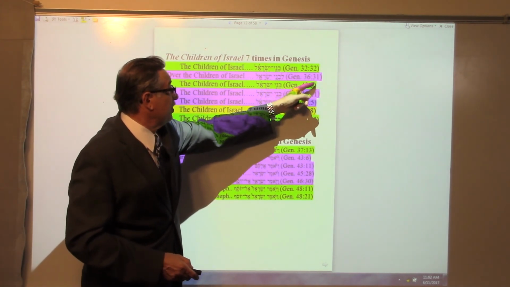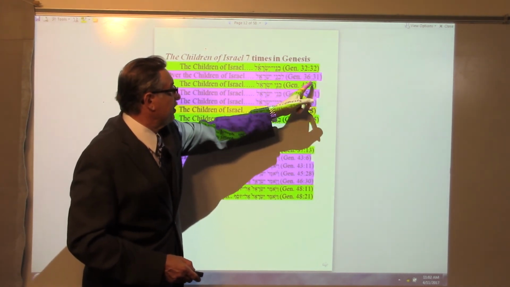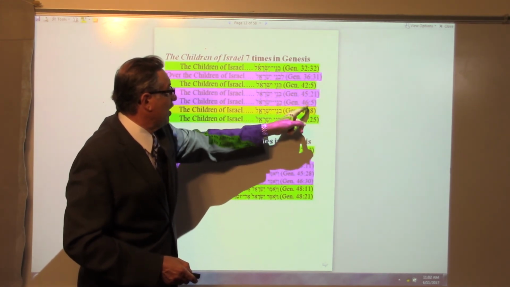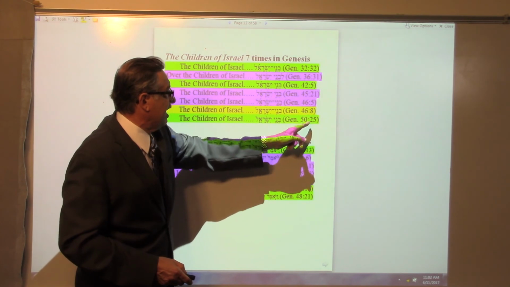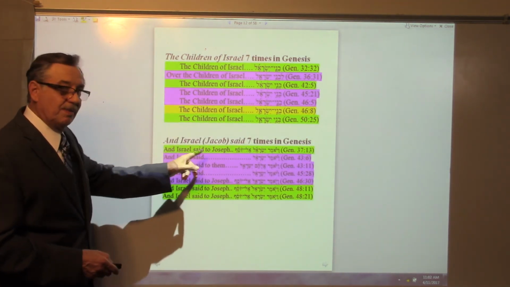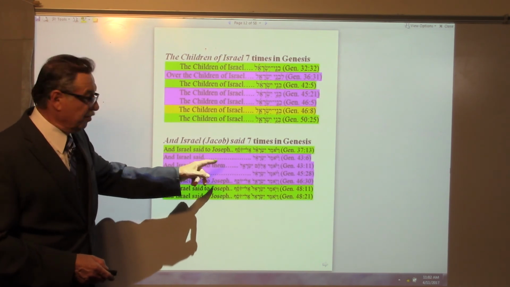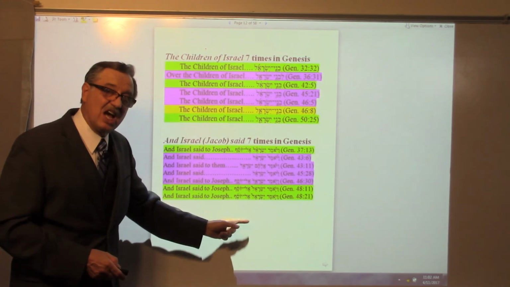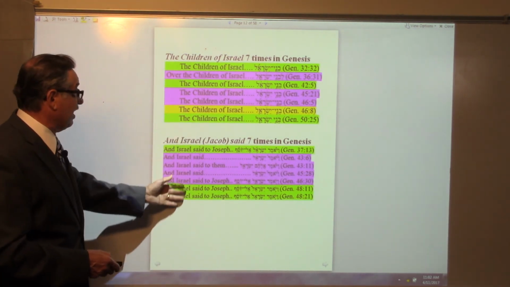Genesis 32:32, 36:31, 42:5, 45:21, 46:5, 46:8, 50:25, and again, Israel, who is also really Jacob, is identified as Israel exactly 7 times in the book of Genesis. Here they are again.